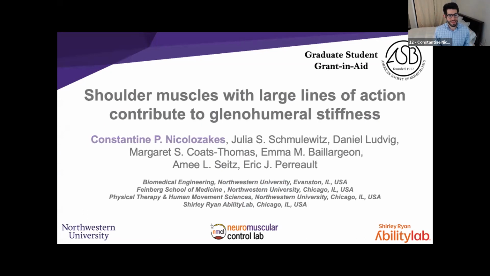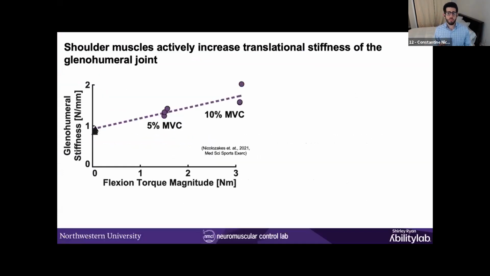This was funded in part by the ASB Graduate Student Grant and Aid. So I'll begin by briefly introducing the concept of glenohumeral stiffness, which is a resistance to humeral head translation. Previously, we've shown that the glenohumeral stiffness, like here on the y-axis, increases with increased muscle activation, or specifically torque magnitude, which you see on the x-axis.